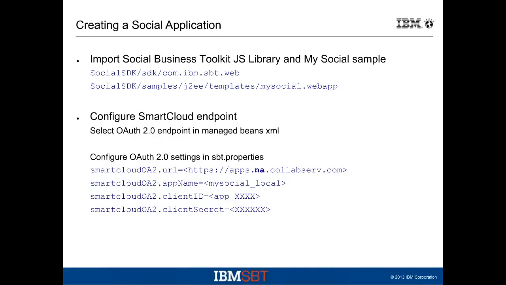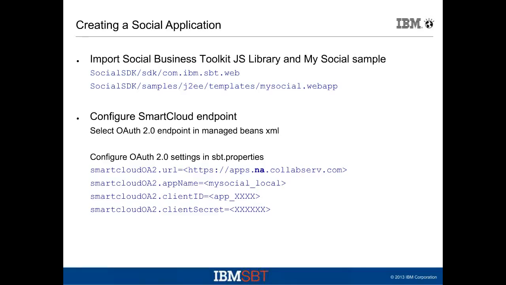You'll need to configure the endpoint to use. This sample application will actually run with on-premise connections or SmartCloud using OAuth 1 or OAuth 2. All you need to do is provide one setting to say which of those endpoints you want to use, and then provide the connection settings, the configuration settings for that endpoint.